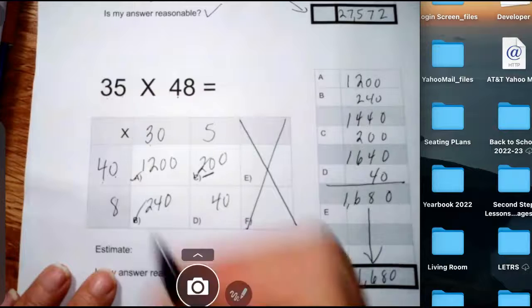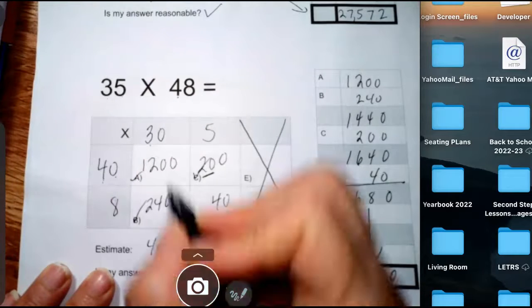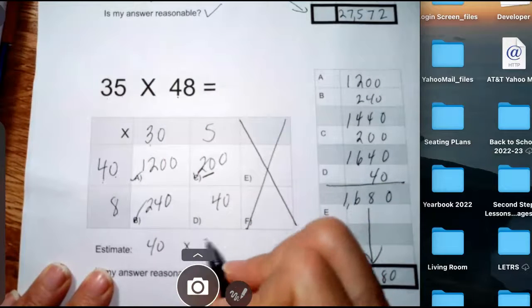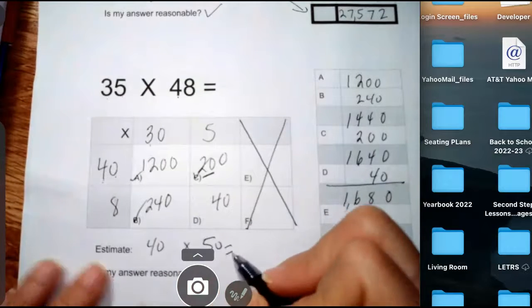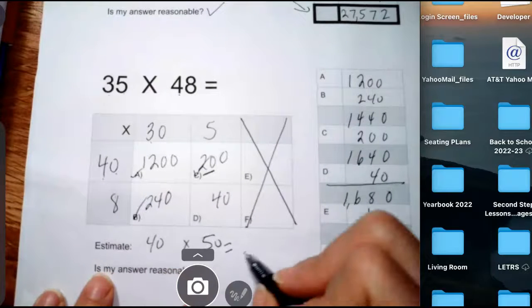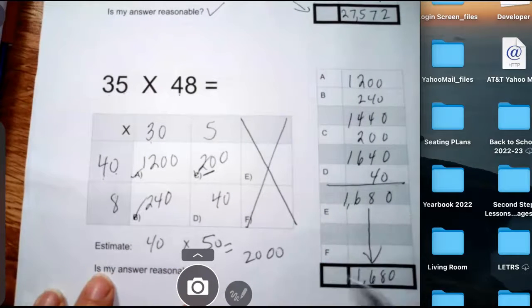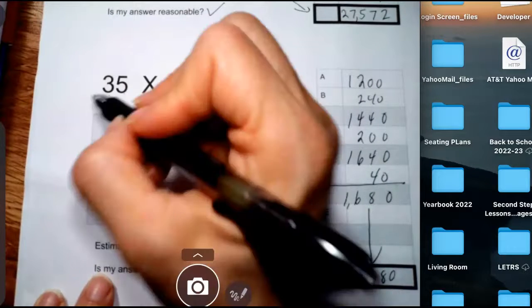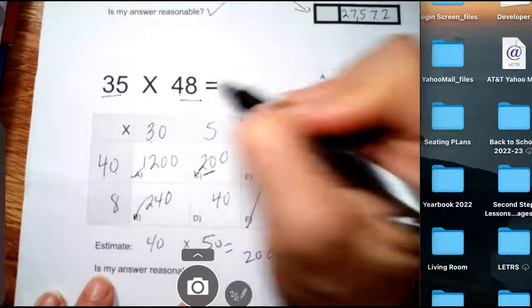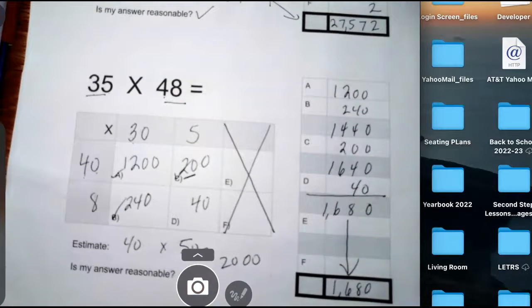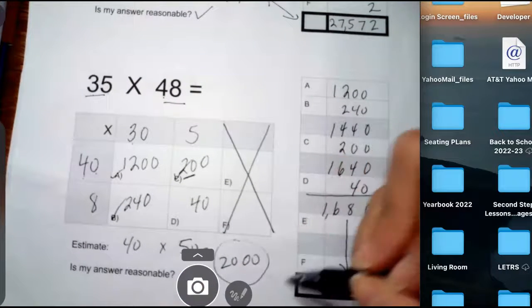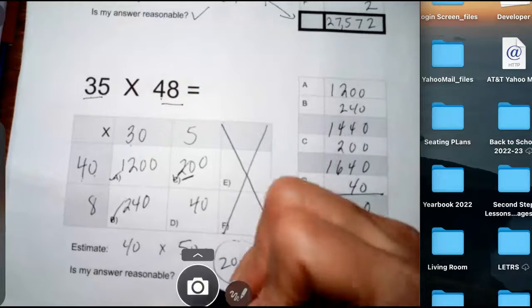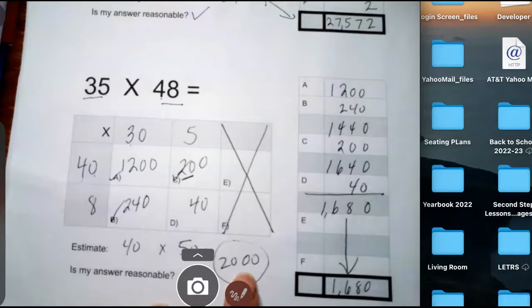And I'm going to estimate: 35 is close to 40, 48 is close to 50. And I get 4 times 5 is 20, and I have 2 zeros, so 2,000. I know, again, I rounded up here and here, so my estimate is an overestimate, so I believe that my answer is reasonable because I know my answer is going to be less than 2,000, but it is going to be in the thousands place.